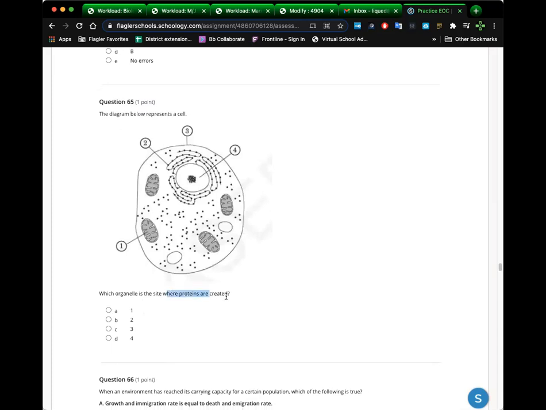All right, where proteins are made. Proteins are made in the ribosomes. Ribosomes are the little dots, okay? And those little dots are also on the endoplasmic reticulum. It's a little hard to see, but there are ribosomes, so number two. And then just so we're here, number one would be the mitochondria. Number four is the nucleus. Number three is the cell membrane.